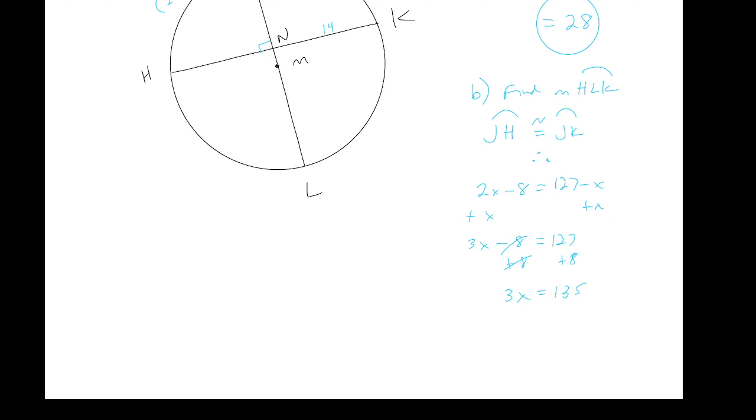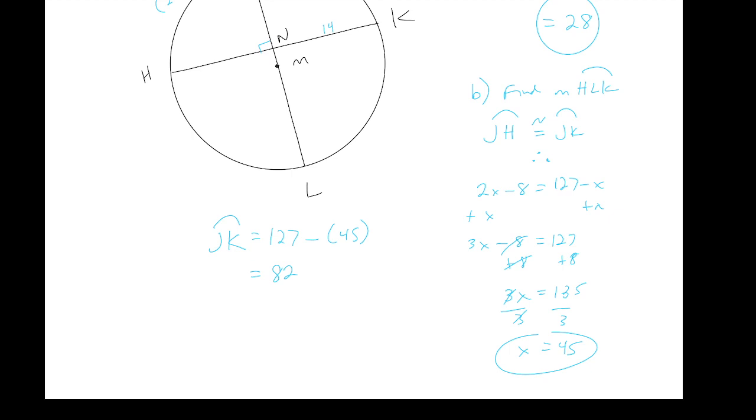Right? We're going to divide by 3 on both sides. 135 divided by 3 is equal to, according to your calculator, 45. How are we going to use that? Well, remember what we have here. We know that arc JK is equal to 127 minus x, which we're going to plug in here, 45. So we know arc JK is equal to 82, okay?